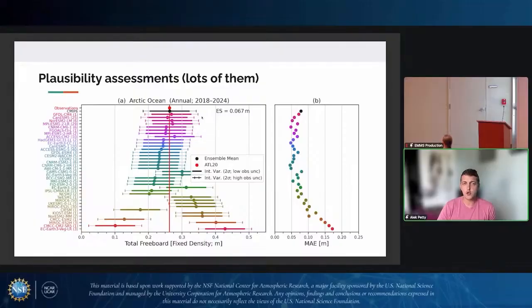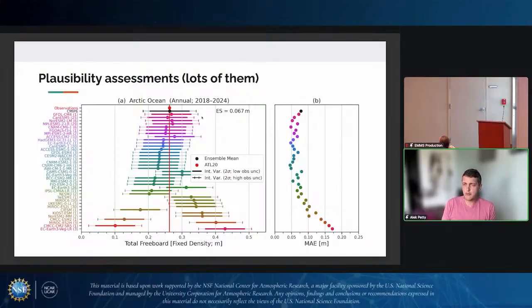Those horizontal lines represent the combined plausibility based on the observational uncertainty and internal variability. For freeboard, the observational uncertainty contribution is small, but the internal variability contribution is high. That width is quite big, so it's hard to decide whether some of these models are implausible, but you can see towards the lower end of this ranking a bunch of models that are considered implausible at the 2 or 3 sigma level.